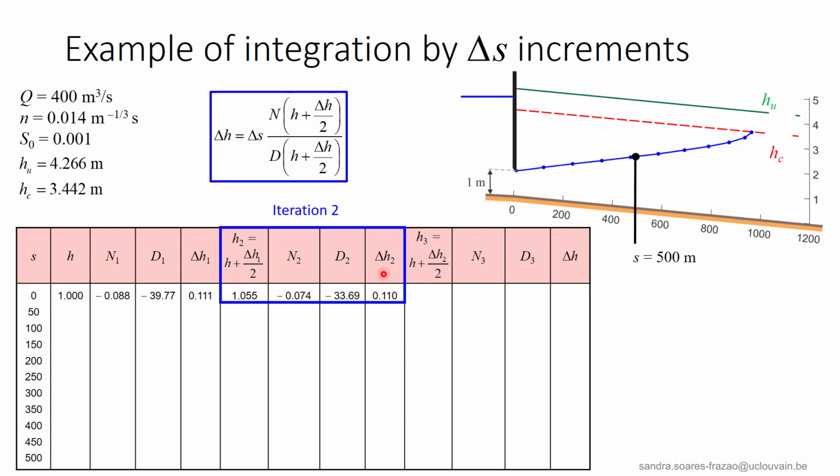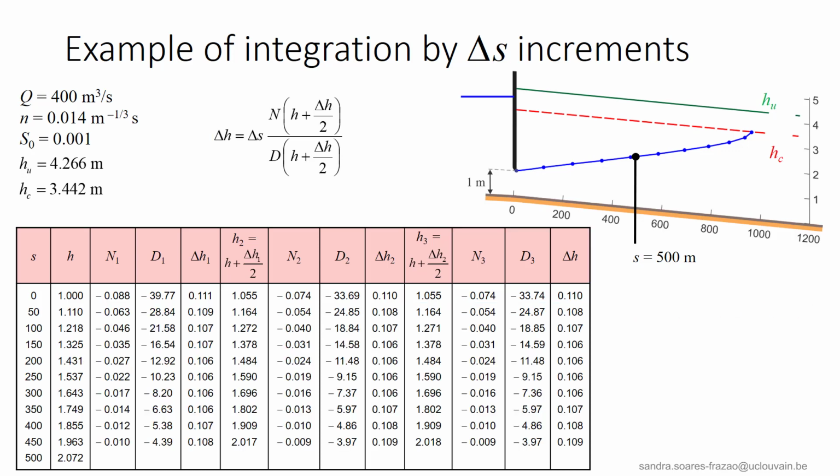We obtain a new value for delta H, that is delta H2 here, and we see that in the present case, delta H2 is slightly different from delta H1. We finally perform a third iteration in the same way, and we see that now delta H doesn't change anymore. So it's not necessary to add a fourth iteration for the computation of this delta S increment from the abscissa S equal to 0 to the abscissa S equal to 50 meters.